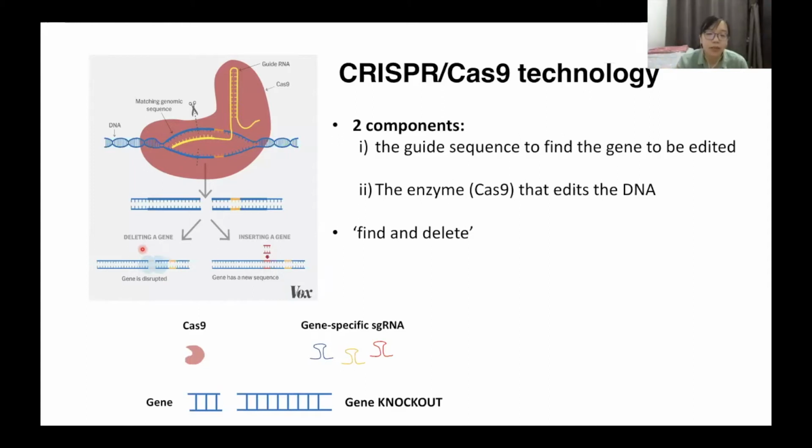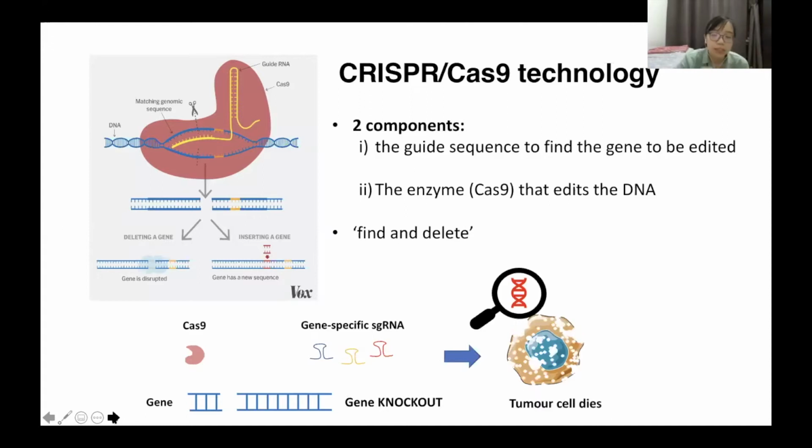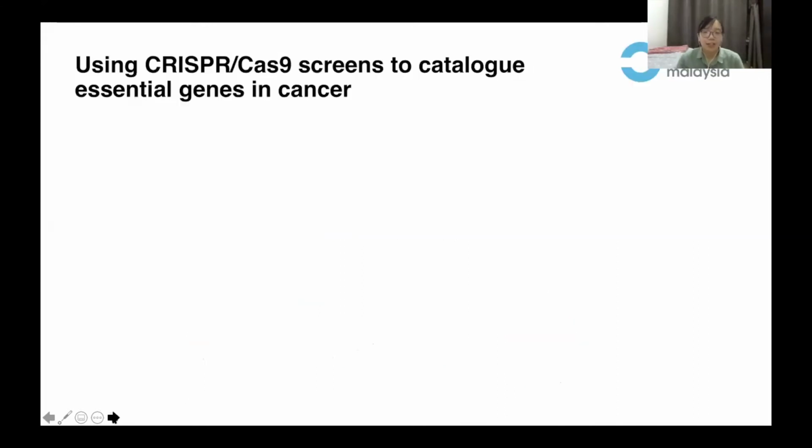With the gene knockout, cancer researchers can use this as a powerful tool to identify the important genes in tumor cells. The principle is they cut out each single gene in the DNA, and then they see upon the loss of which gene the tumor cells die. So if you cut out a certain gene and that causes the tumor cell to die, this is an indication that that gene is very important.